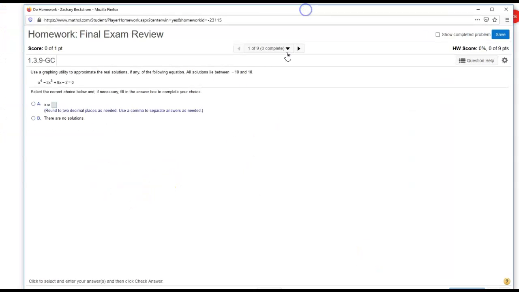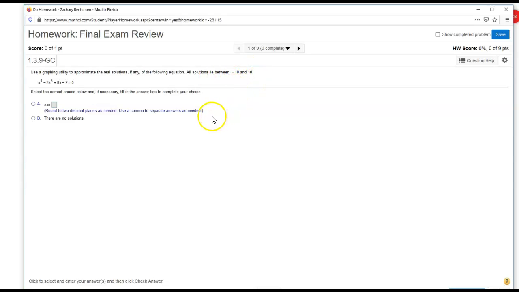So these are questions that are going to be similar in complexity and content to the actual questions on the exam. So let's get started with the first question here. And it says, using a graphing utility to approximate the real solution, if any, of the following equation. And all solutions lie between -10 and +10.